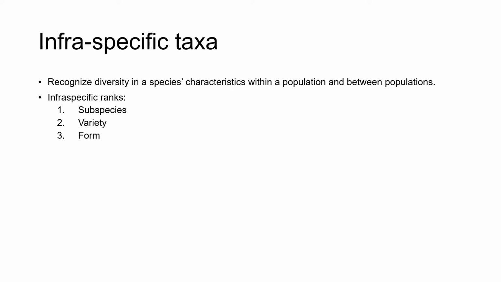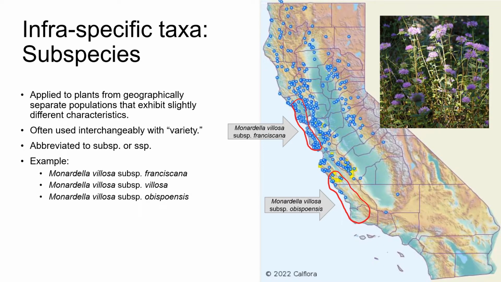These infraspecific ranks are used to classify plants that have small differences that should be recognized, but really aren't big enough to warrant the plant being classified as a different species. You may see these subtaxa quite often, especially subspecies and variety, on nursery websites, botanical garden signs, and plant labels, so it's important for you to know what they mean. Let's look at subspecies first.